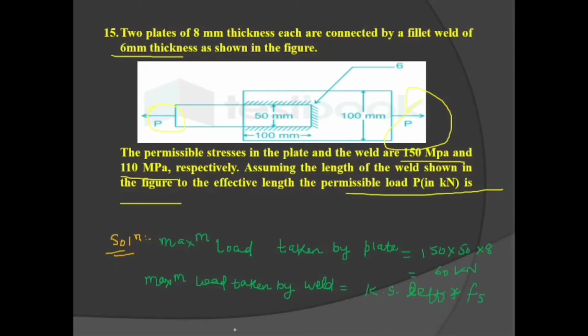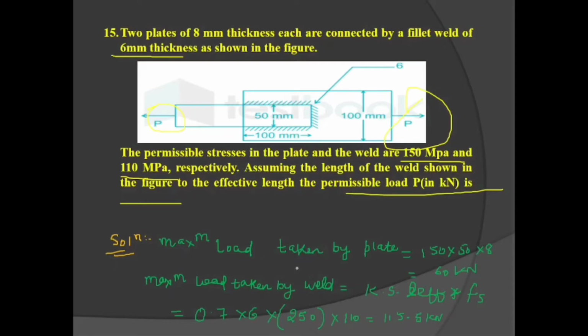Okay, now here K value, since the angle in between these two plates is 90 degree, K value is 0.7, into S, size of weld is given as 6 mm, into effective length of the weld is 100 plus 50 plus 100, that is 250, into Fs value is given as 110 megapascal in the weld material. After calculation I found this value equal to 115.5 kilonewton. So permissible load will be 60 kilonewton and 115.5 kilonewton, whichever is less.